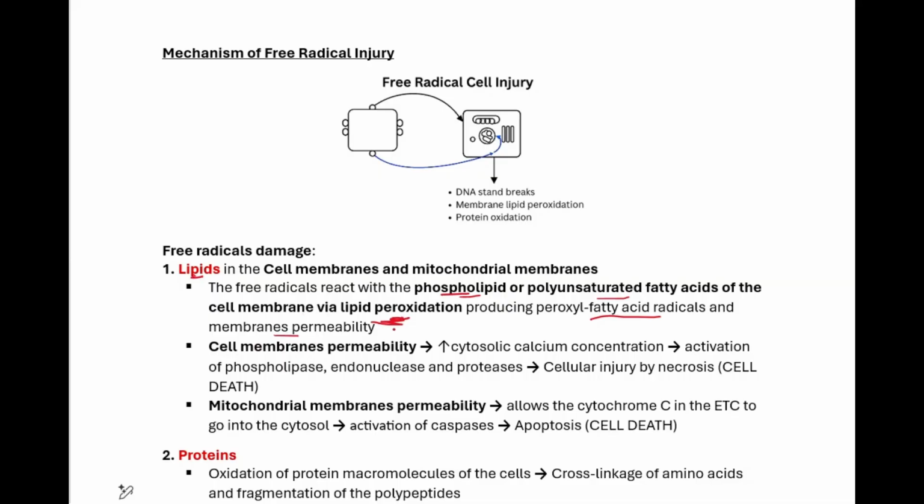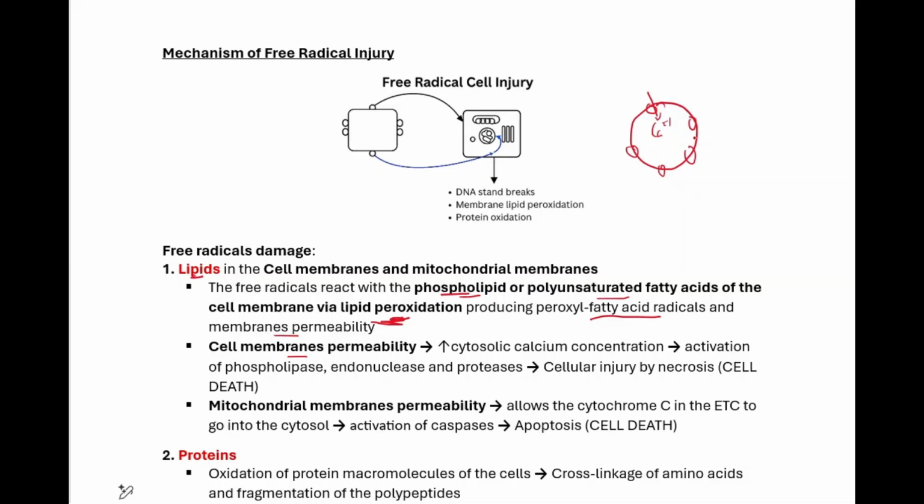With lipid peroxidation of the cell membrane, the cell membrane becomes permeable. And guess what? As a result of that, there could be an increase in cytosolic calcium. There could be a lot of calcium influx into those cells. And like we said, you don't want too much calcium inside the cell because it could activate anything.